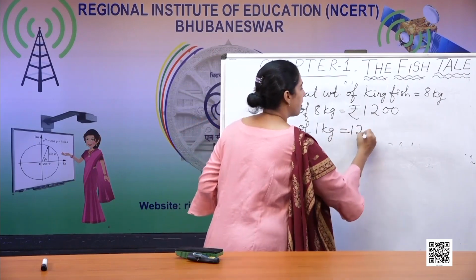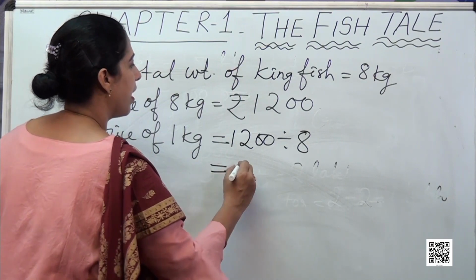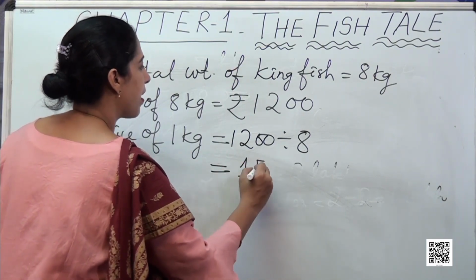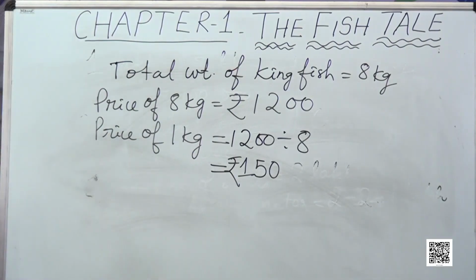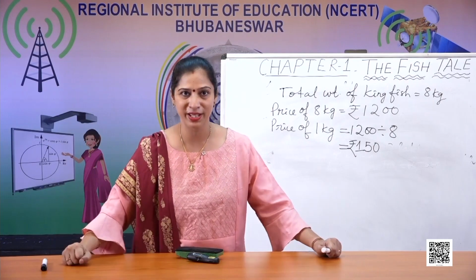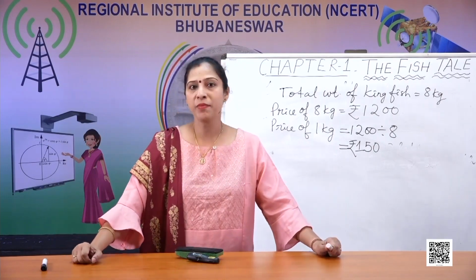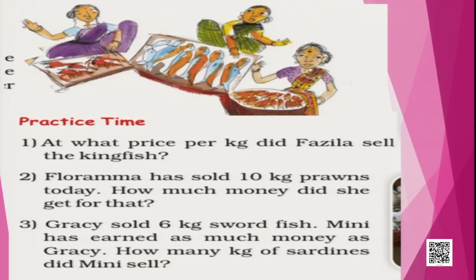So 1200 divided by 8. Let's find out. 8 ones are 8, 8 fives are 40. So 150 rupees per kilo. She sold it at 150 rupees per kilo. Now let's see what Floramma is doing. Floramma has sold 10 kg prawns today. How much money did she get for that?